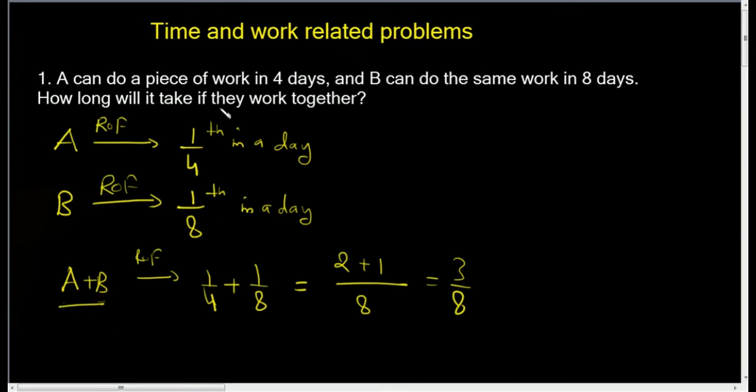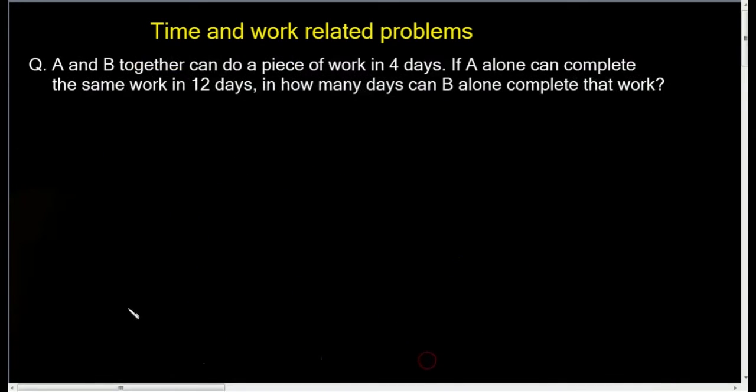But we want to know how long the whole work will take. So we again apply ROF here, because we know that they finish 3 by 8th part in a day. So it will take 1 by 3 by 8 days to finish the whole task. That is nothing but 8 by 3 days. Okay, so this is how we will do it. Now we'll go for the next problem, that is this.